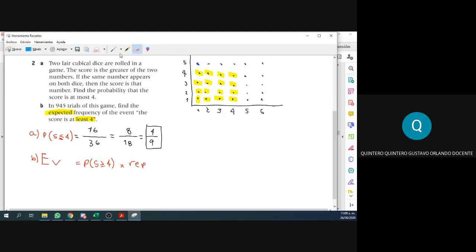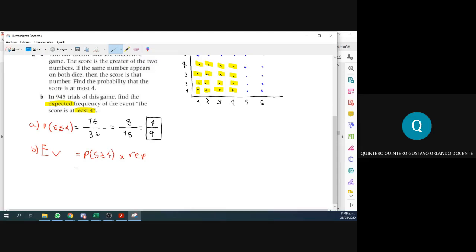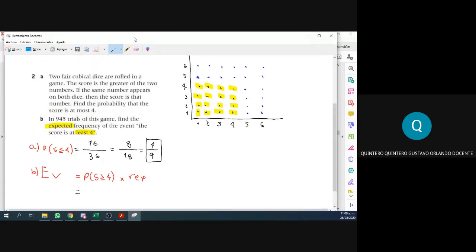Okay, let's do that then. Beautiful. What is the expected value here? All right. The probability that the score is bigger or equal than 4. But we have it here, right? I am not even going to highlight it because, no, you know what? I have to erase some.